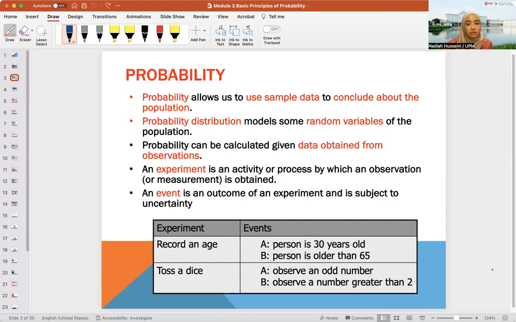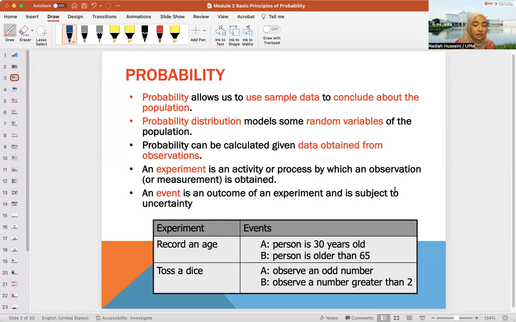Probability allows us to use sample data to conclude about the population. We talked about this previously. Probability distribution models some random variables on the population. We're going to discover this in a bit. Probability can be calculated given data obtained from observations. Also, we're going to talk about that.